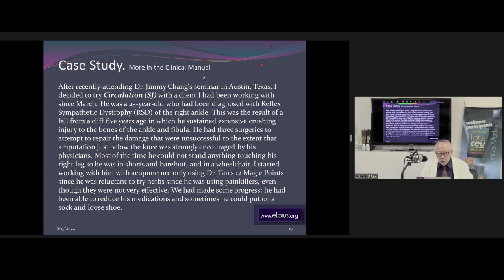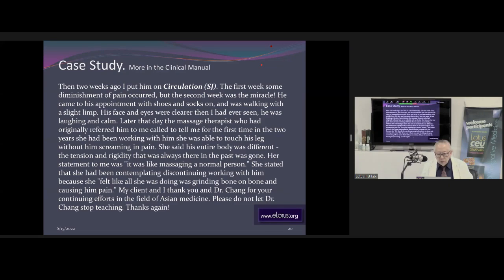So this is a good, successful case of circulation sanjiao. It was the result of a fall off a cliff five years ago, in which he sustained extensive crushing injury to the bones. Three surgeries were done to attempt to repair the damage. Damage like that is a good indication for using circulation sanjiao. Most of the time, he could not stand anything touching him. What a poor boy. Then two weeks ago, I put him on circulation sanjiao. The first week, some diminishment of pain occurred.